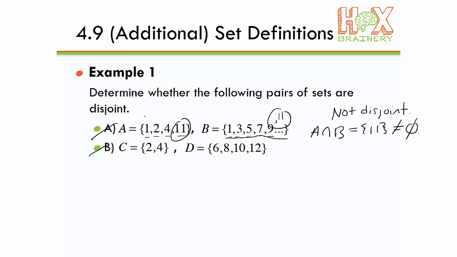Now let's look at part B. Set C contains the elements 2 and 4, whereas D contains the elements 6, 8, 10, and 12. They have nothing in common. So here the intersection between C and D is the empty set, which you can write either this way or this way. And since that intersection is empty, C and D are disjoint.